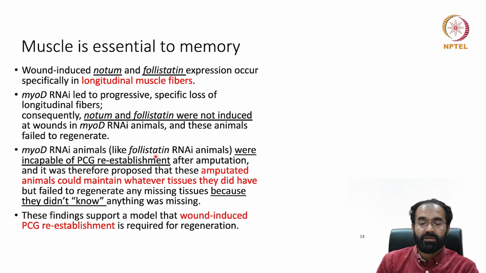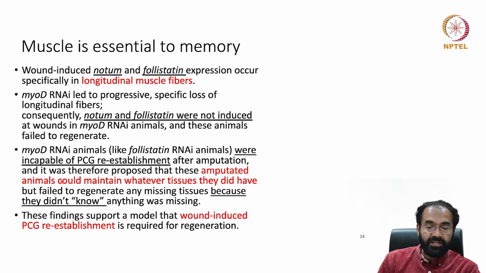RNAi animals, like follistatin RNAi animals, were incapable of PCG re-establishment after amputation, and it was therefore proposed that these amputated animals could maintain whatever tissue they did have but failed to regenerate any missing tissue because they didn't know anything was missing. No one was there to monitor the missing part. These findings support the model that wound-induced PCG re-establishment is required for regeneration.